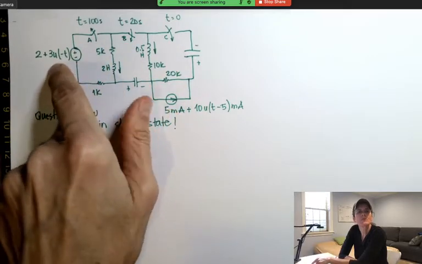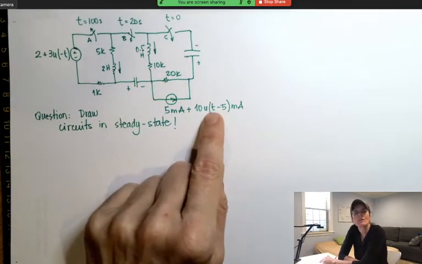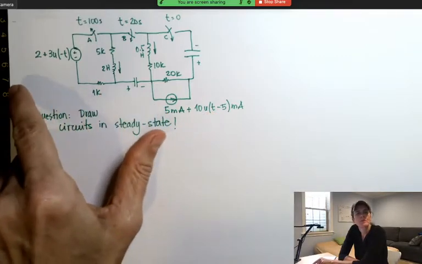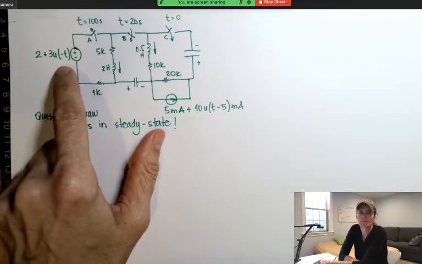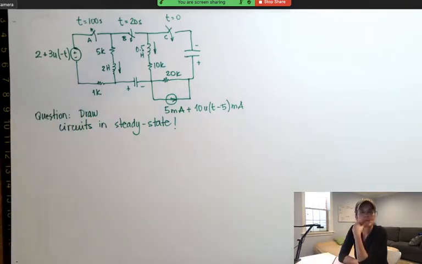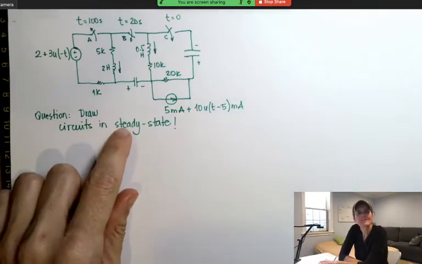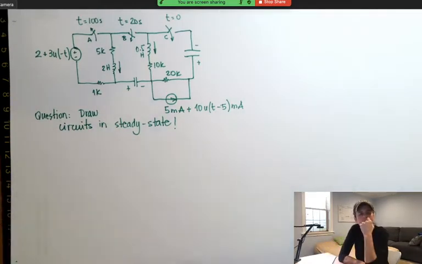And these are other ways of implementing switches, which are current supplies or voltage supplies multiplied by a step function shifted in time. If it's u of t, obviously at t equals 0 the power supply turns on. Before that, the power supply is off. So here the question is just to draw these circuits in steady state, in several semi-steady states.